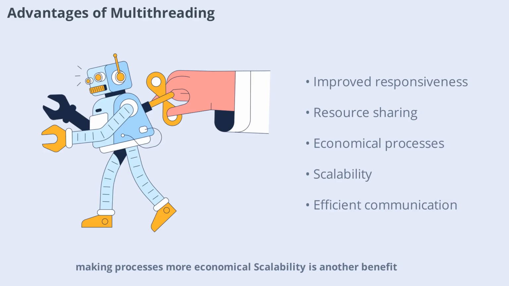Scalability is another benefit, as multithreading increases parallelism on multi-CPU machines. Thread synchronization functions also improve inter-process communication, and overall, system resource usage is minimized. These features make multithreading a cornerstone of efficient and scalable Java programs.